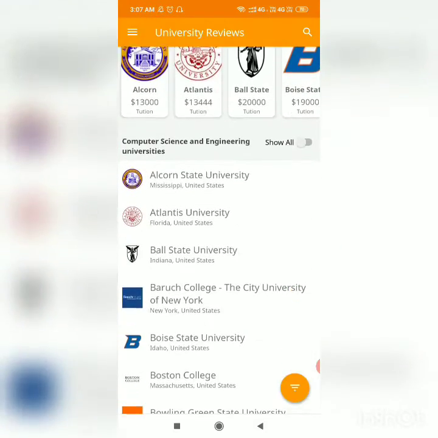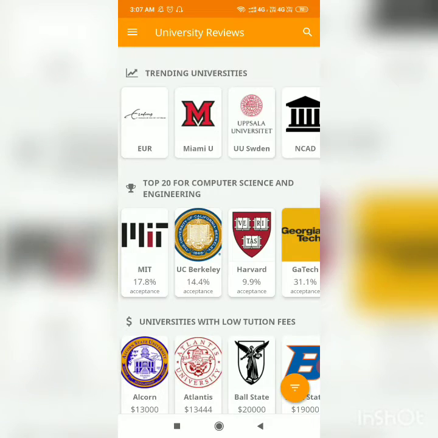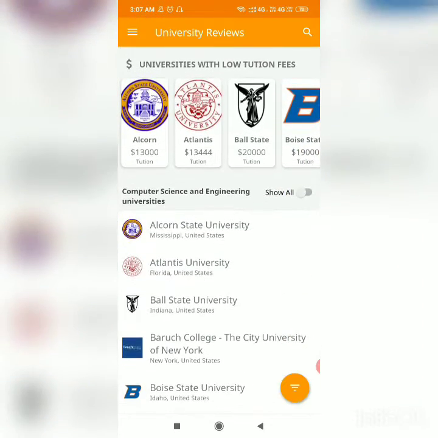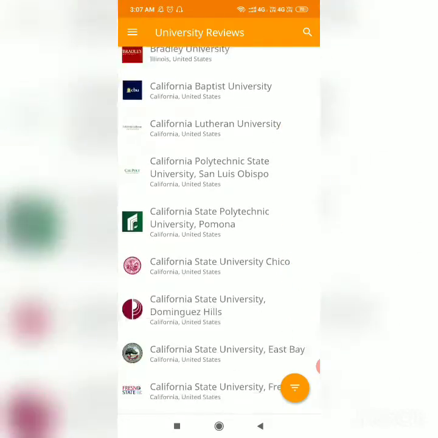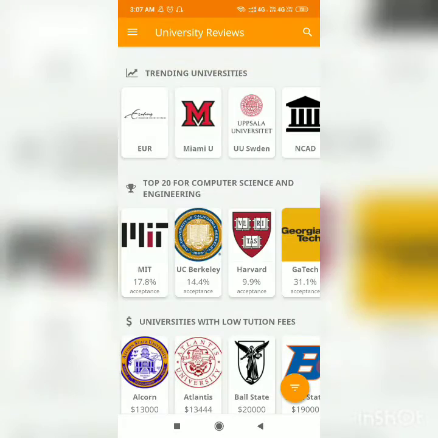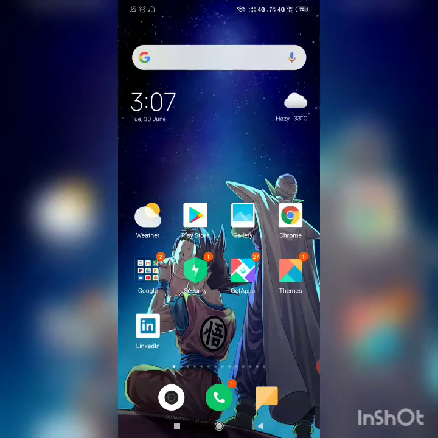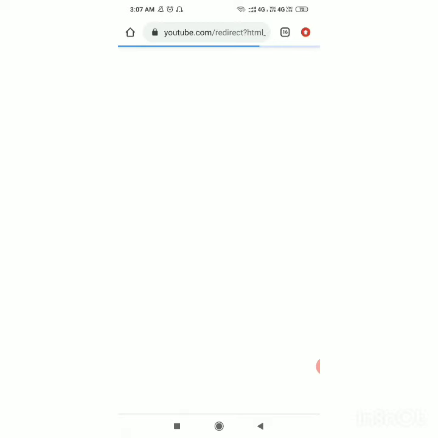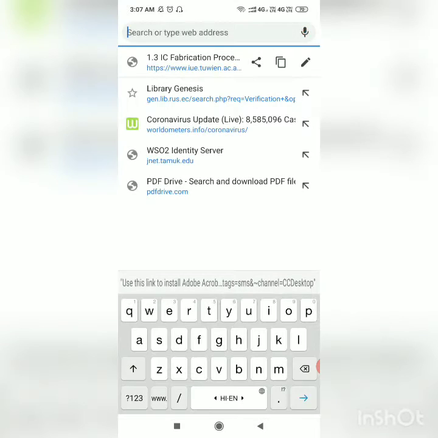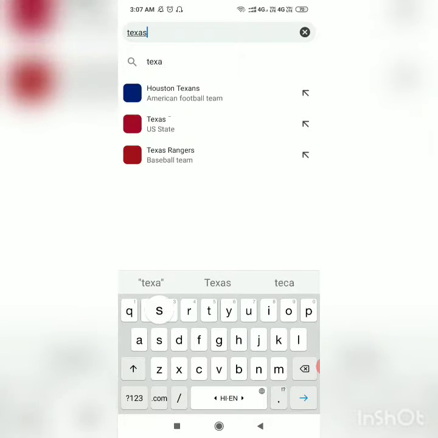So these are the universities, and it depends on you whether you want to go to cheap, low tuition fee universities. I was at a university in Texas. Let me talk about the university first of all.